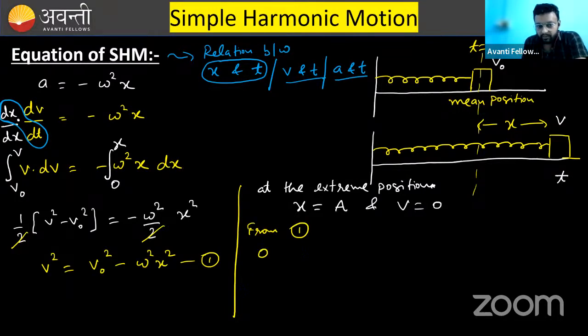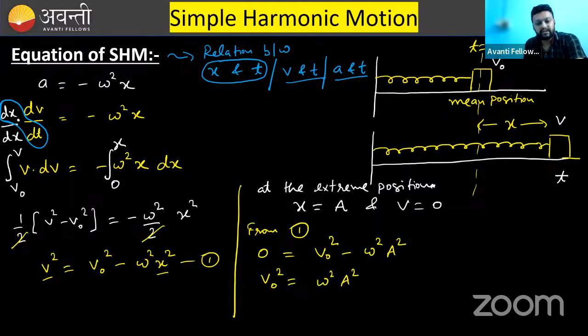From equation 1, putting x equal to a and v equal to 0: 0 equals v naught square minus omega square a square. So from here you will get v naught square equals omega square a square. V naught is a constant term which has the value omega square a square, or v naught is equal to a omega. You will see that relation.